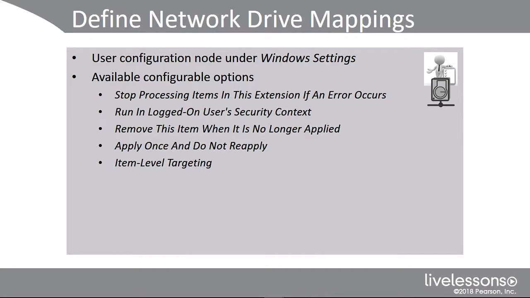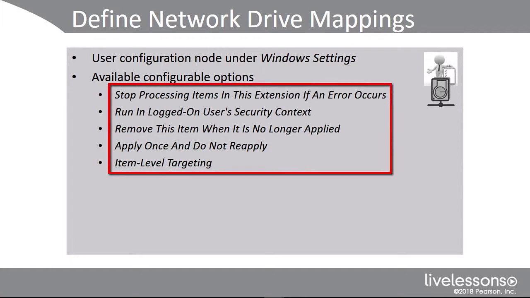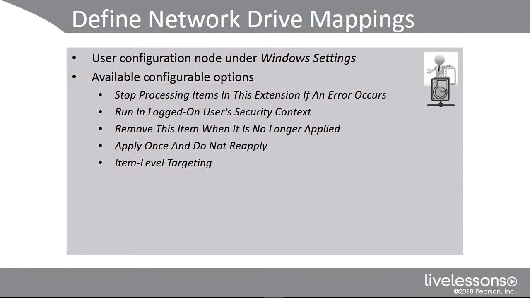The user configuration node under Windows settings is where you can go in and define the network drive mappings. And with all of these settings, you have configurable options, and not all of them will be available depending on what configuration setting. But when you do configure a new setting, you have these 5 options to choose from. The first is stop processing items in this extension if an error occurs, run in logged on user security context, remove this item when it is no longer applied, apply once and don't reapply, and then item level targeting, which is similar to the filtering that we talked about with GPOs.